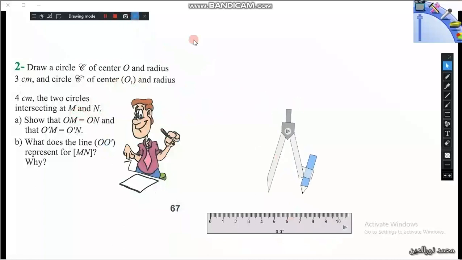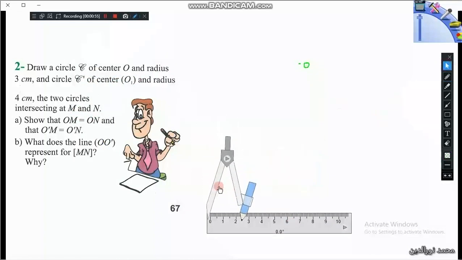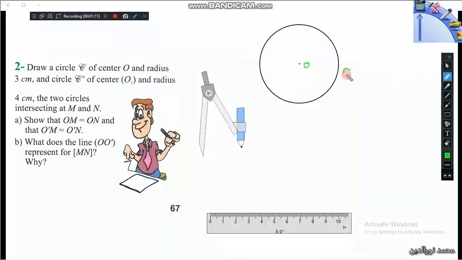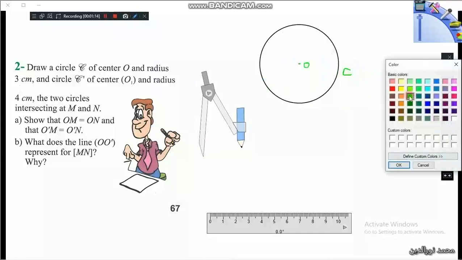So first, if we want to draw the first circle, we have to determine the center O. So we determine center O here and open the compass 3 centimeters. We put the compass needle on the zero, open to 3, and then we draw the circle of center O. So this is the circle C.